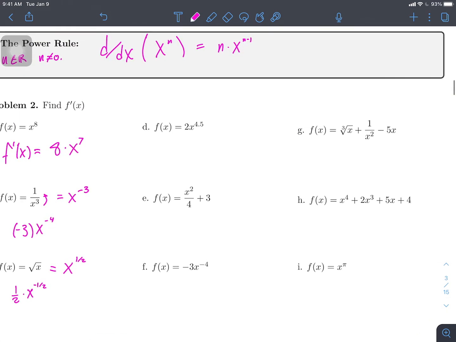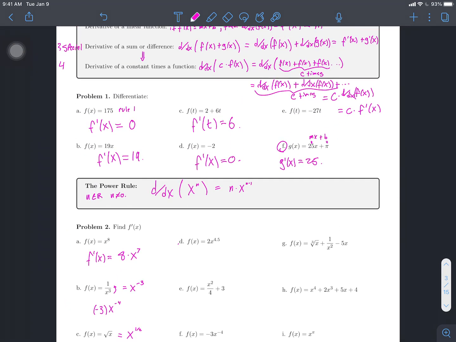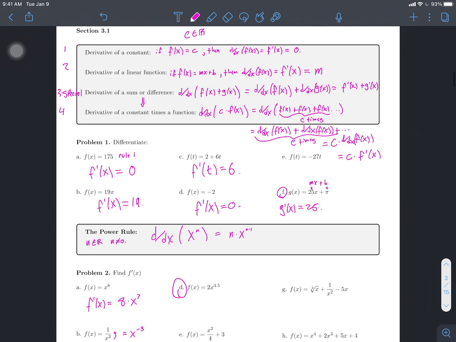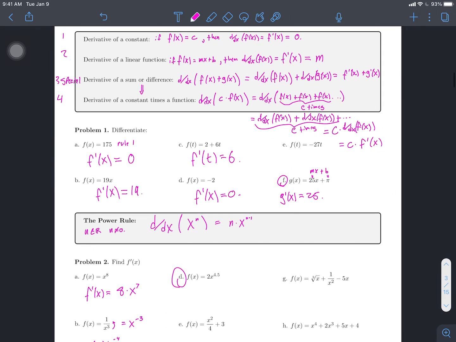Okay, now I'm going to throw you something crazy. And the hint for part D is that we're going to need to use 2 rules at the same time. We're going to need one of our rules from the first section, and the power rule. So what rule do I need in addition to the power rule? Because this isn't just like x to the n. This is a number times x to the n. So I can't directly apply the power rule. Is there another rule I can apply first that's going to help me?